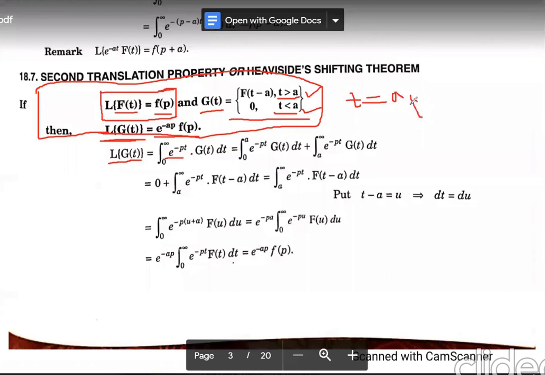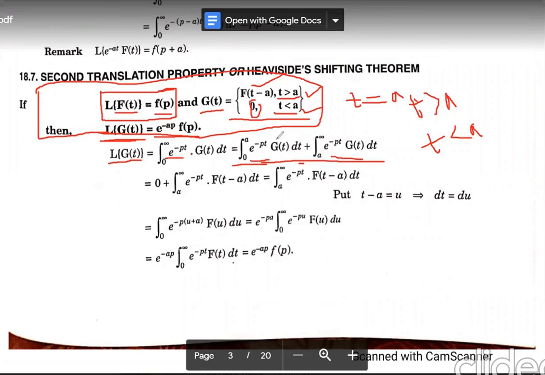That means when t is greater than a, the function g of t has the value f of t minus a. And if t is less than a, then the function g of t has the value 0. So this integration you have to divide into two parts: one from 0 to a, and another one from a to infinity.